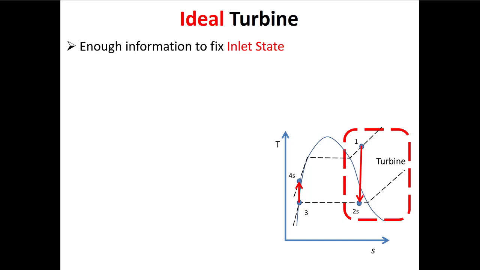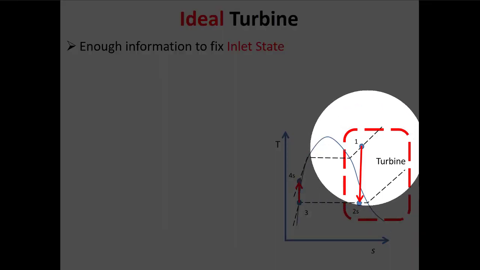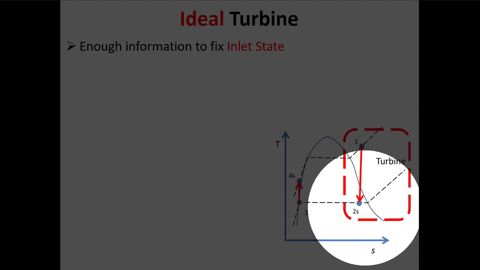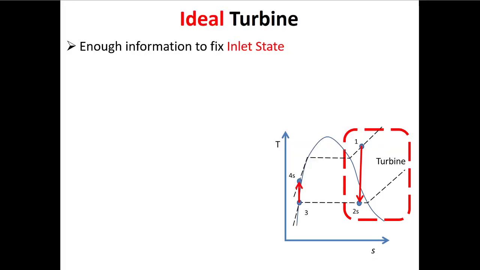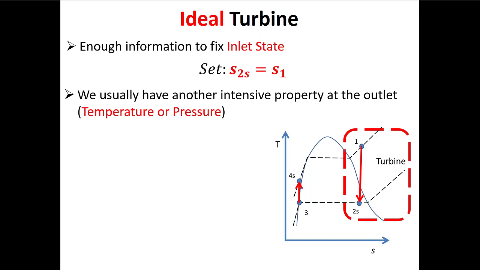So we might know enough information to fix the inlet of the turbine. Maybe we know the temperature and the pressure here, but maybe we're only told the pressure or the temperature here at state 2. So then we can find state 2S because we get that second independent intensive property, because we know that S2S is equal to S1. And that gives us that extra piece of information that we can use to fix at least this isentropic outlet of the turbine.